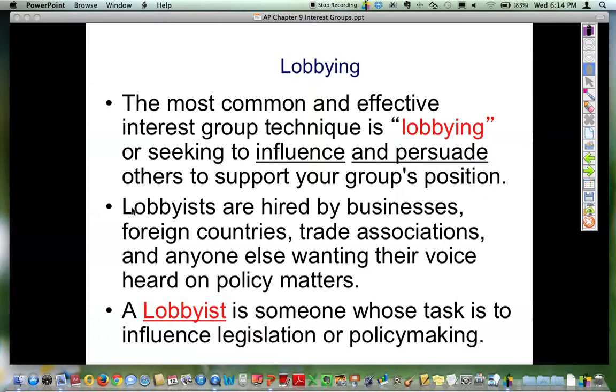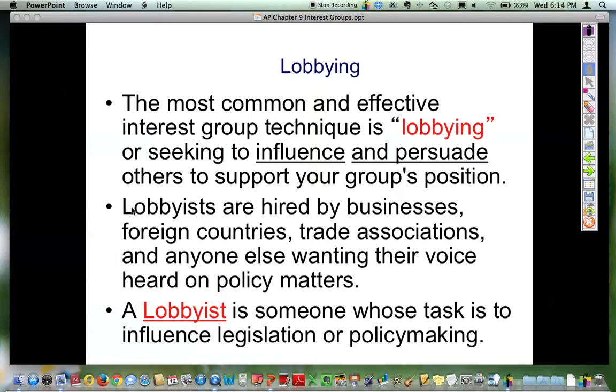Lobbyists are hired by businesses, foreign countries, and I'm saying a foreign country as in the pro-Israeli. You can't have a head of state come in and be an official lobbyist. What you have to do is register with the House and Senate in order to be an official lobbyist on Capitol Hill. But you can argue on behalf of a foreign country. Different trade associations and anyone else really who wants their voice heard can hire a lobbyist.